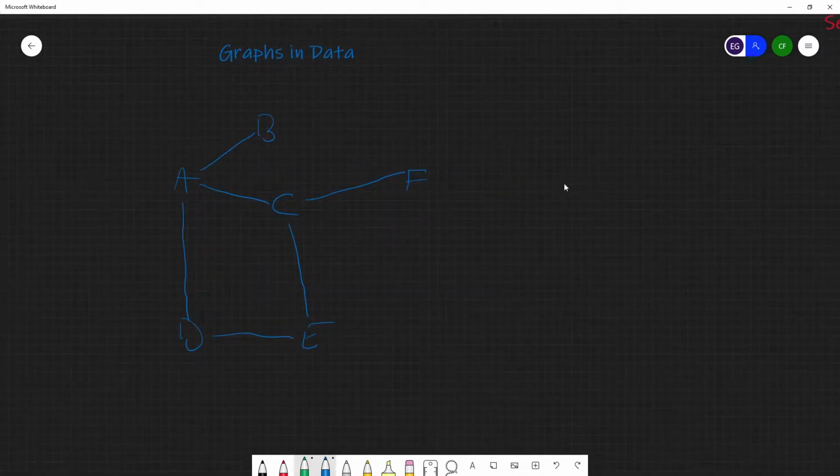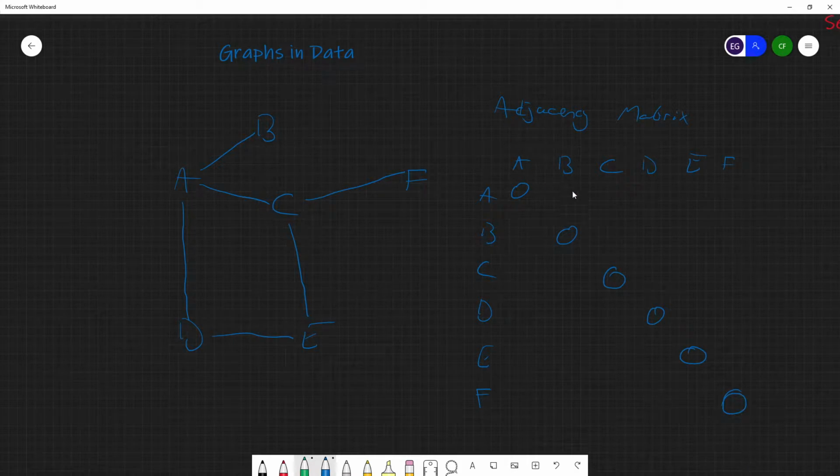The first is called an adjacency matrix. The idea here is that we make a matrix of all of the nodes, so A, B, C, D, E, F by A, B, C, D, E, F. And then you put a 1 if there is an edge between the 2 things at that cell. There is not an edge at A, it does not have a self loop, so it is 0. None of these have self loops, so it's a simple graph. So put 0 down the diagonal.